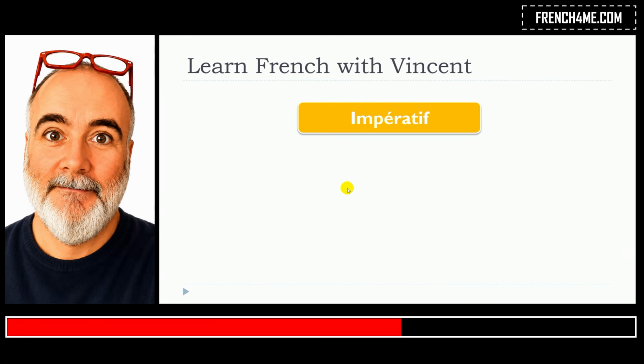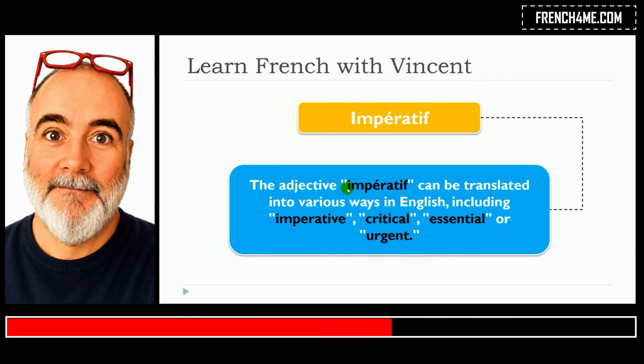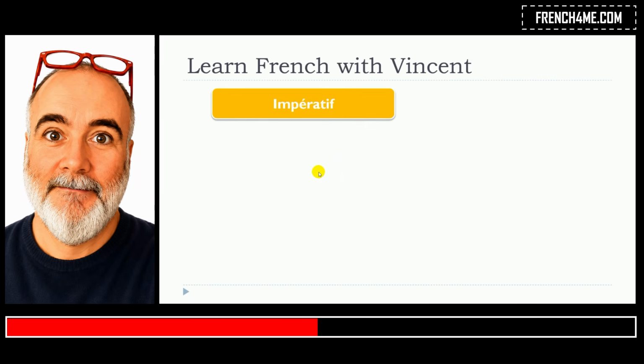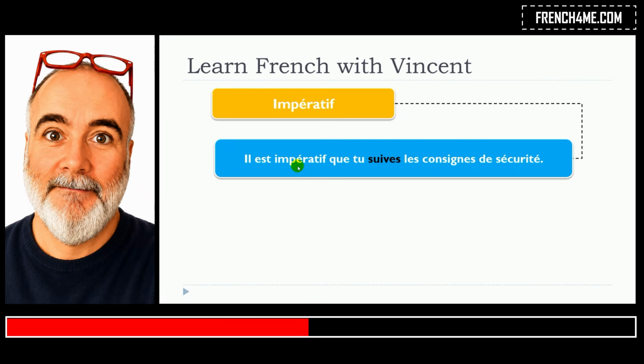So this lesson is about impératif. The adjective impératif can be translated into various ways in English, including imperative, critical, essential, or urgent. So we will see some examples with impératif.